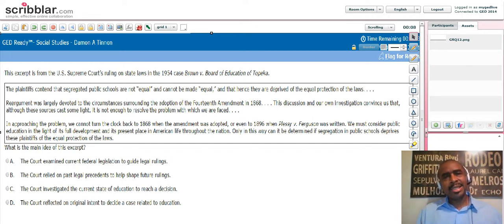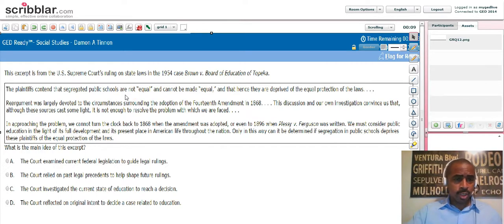This is GED 2015, and here's a social studies question. What I've done is taken an official GED practice test, and here's an excerpt from it. You can see right here, this is a GED Ready social studies, and here's me taking it. Now, let's go ahead and jump in and read.